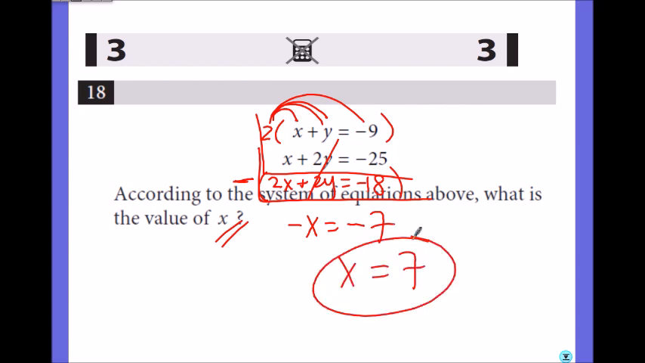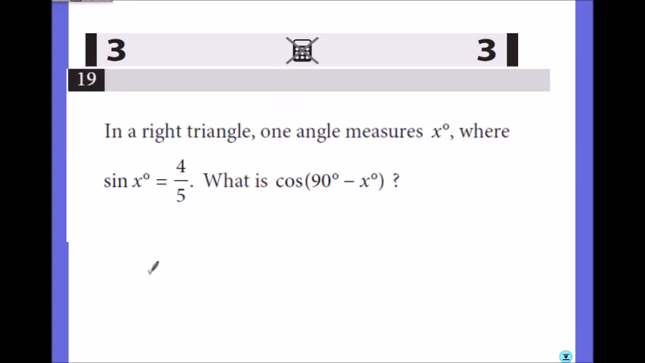Okay. If you have time, you can solve for y and plug your x into the equation and see that you get the same x and y. But if you don't have time, just move on.